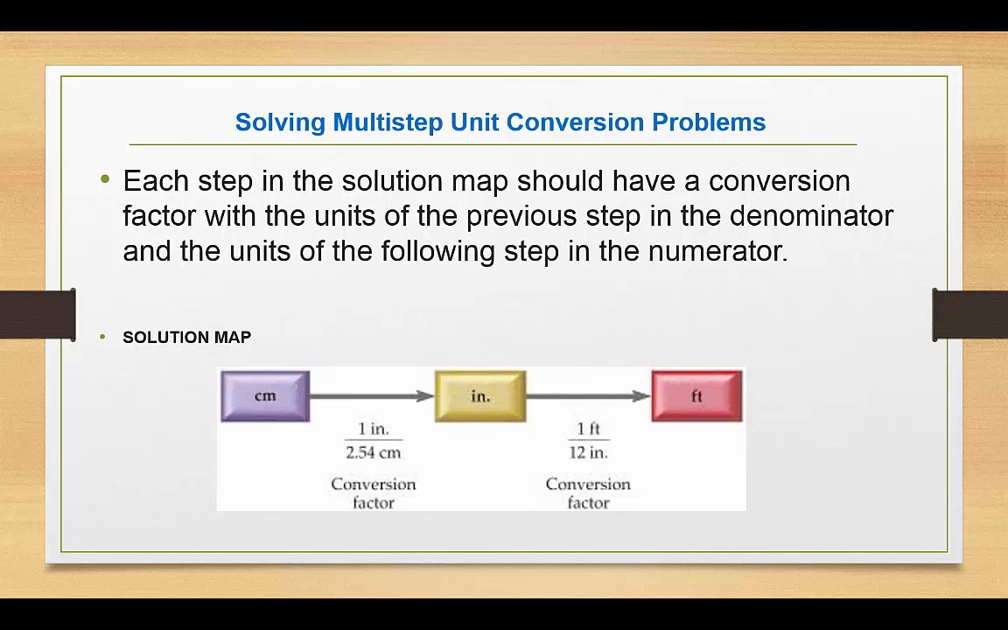Now, when you have more than one step you need to carry out, you may need more than one conversion factor with the units from the previous step in the denominator and then units of the following step in the numerator. So for example, let's say instead of going from centimeters to inches, you want to go to feet. Now, I don't have anything that directly relates centimeters to feet, but I do have the conversion factor that relates centimeters to inches, and I have one that relates inches to feet. There are 12 inches in a foot. So I may need an intermediate step.